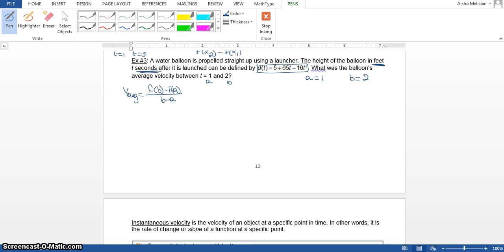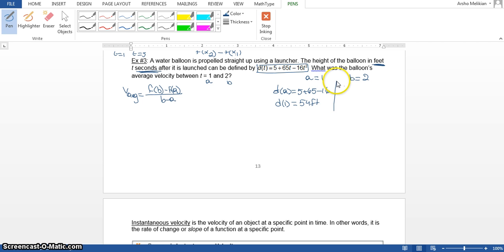So let's find those. f of a is what I get when I plug a into here. Except now we're talking about distance and my variables have changed to d. So let's just make that change here. So this is d of a, which is going to be 5 plus 65 minus 16. So d of 1 is 54 feet. So that's the position at t equals 1 second. That's where the balloon is, at 54 feet.